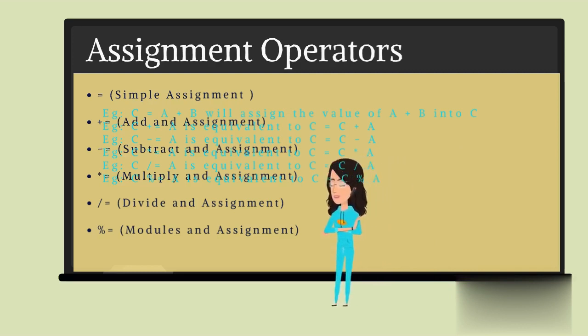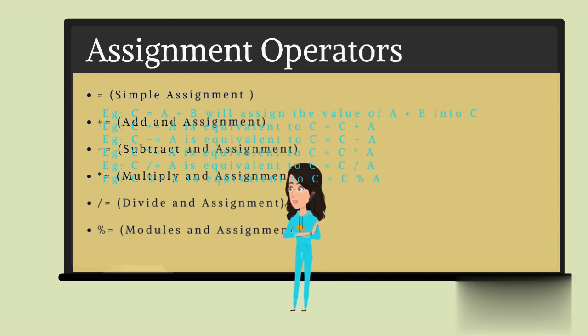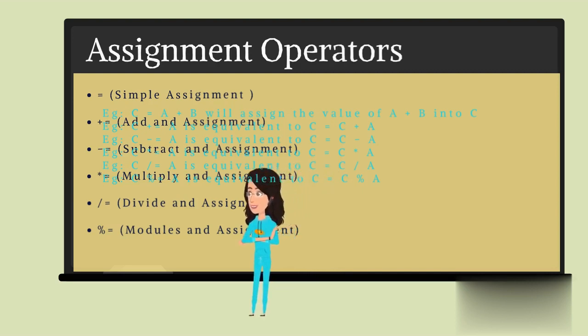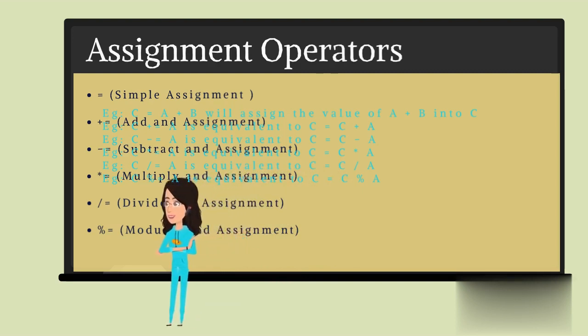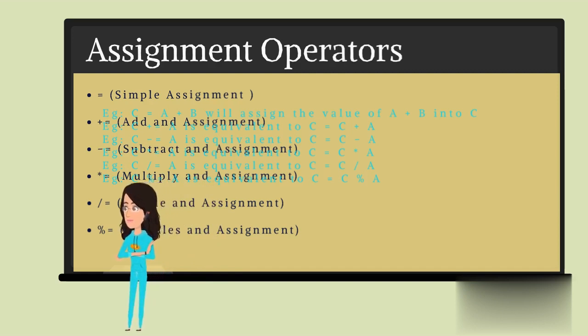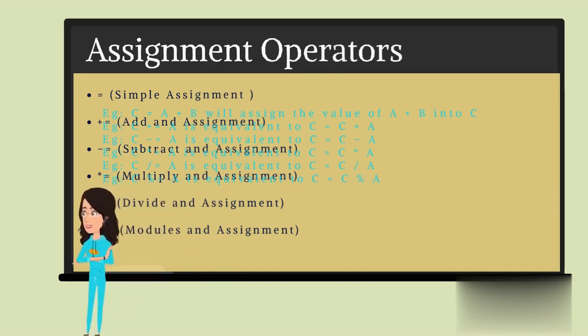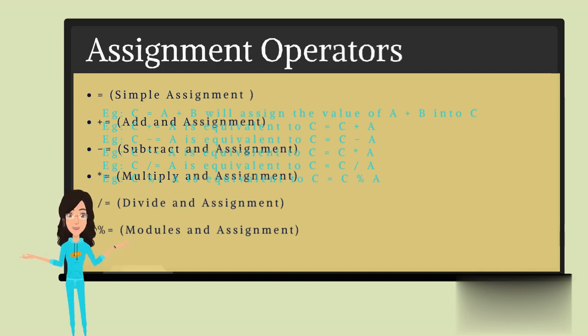And multiply and assignment, the fourth one, multiplies the right operand with the left operand. So the example is C *= A, which is equal to C = C * A. And divide and assignment, the example is equivalent to C = C / A. And modulus and assignment, the sixth one, takes the modulus using two operands. So the example is C %= A, which is equivalent to C = C % A. I hope the assignment operators are clear to you.